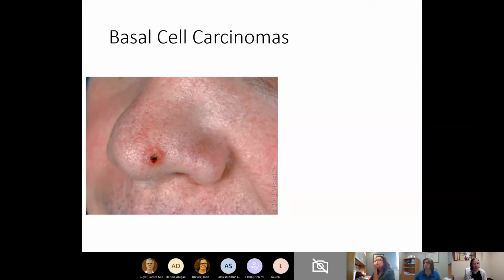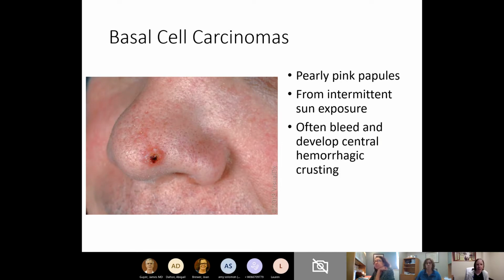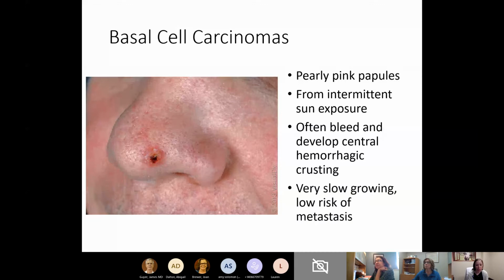First things first, basal cell carcinomas. They're the most common skin cancer that we see in general. They start off as pearly pink papules, and they're from intermittent sun exposure. So think about your person who goes to the beach every year, gets a sunburn, peels, doesn't wear their sunscreen, and then goes year after year. They often do bleed, and in the center they get this kind of blood crusting like you can see in the photo on the left. They are super slow growing and fortunately very low risk of metastasis. So fortunately, we often have time to diagnose and then manage.